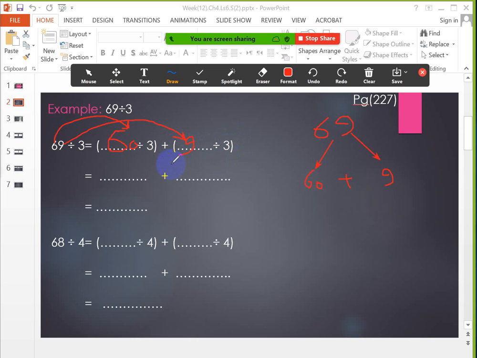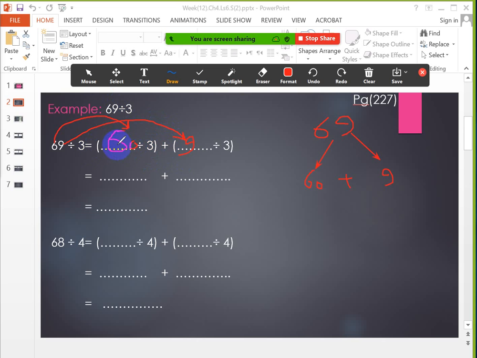Okay, so this is distributive property. I have to break the two-digit number, which is the dividend, into two numbers. The addition of these two numbers equals the dividend, and each one must be able to divide by the divisor. So I can't choose any numbers. I have to choose numbers able to divide by the divisor, which is 3.